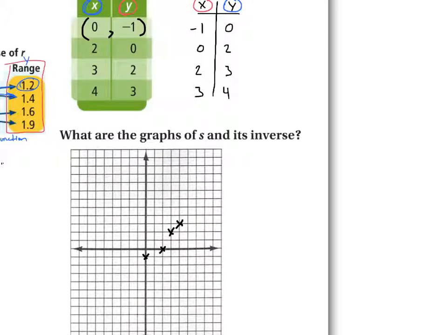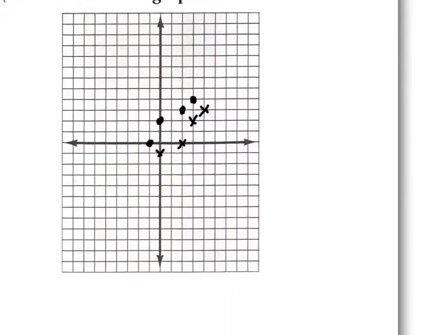Now I want to graph the inverse of that. Again, these are simply points. So I'm at -1, 0, 0, 2, 2, 3, and 3, 4. So I've graphed both now. Let's take a look at that graph.